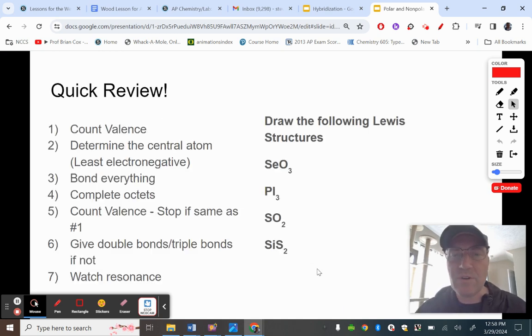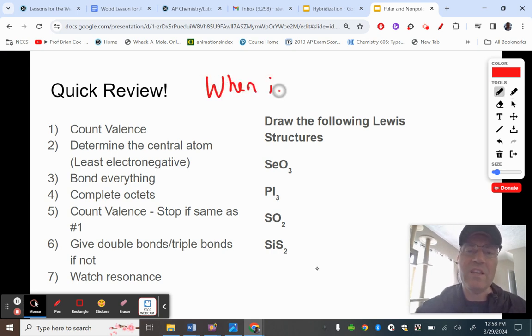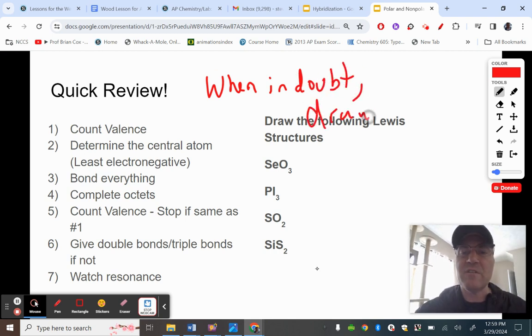I just want to make sure everybody understands that the most important part of this entire unit is being able to draw Lewis structures. So what we say in this unit is, when in doubt, comma, draw it out.